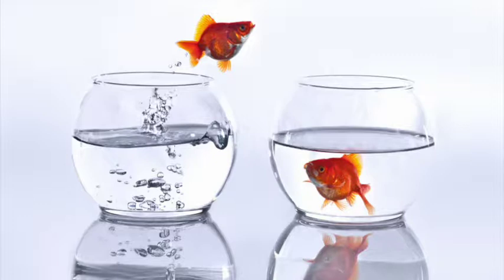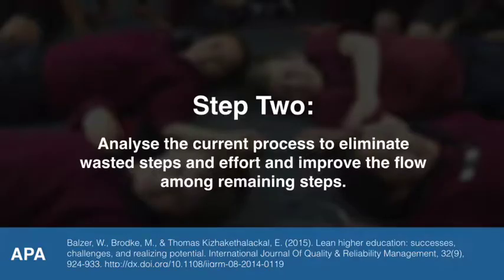Of course, this group is really important as they have a great deal of influence on attitude and behaviour of the late adopters. Step 2 of the plan is to analyse the current process to eliminate wasted steps and effort and improve the flow among the remaining steps. This information will influence our lean plan that we develop in Step 3.